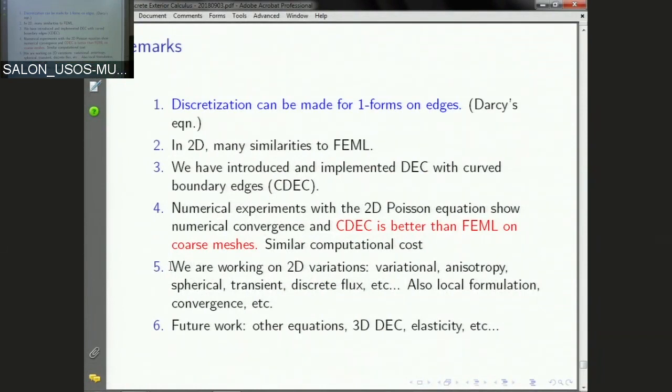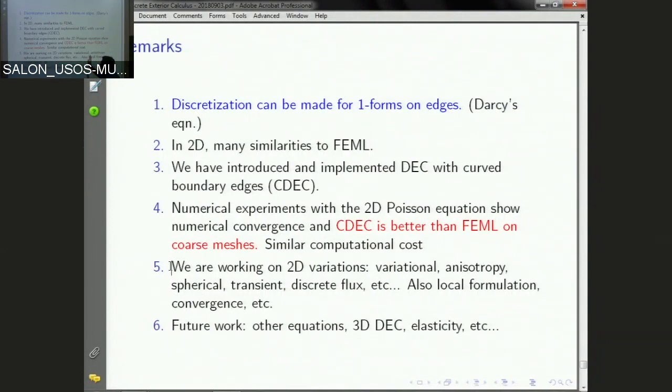One equation in which that has been done already is for Darcy's flow equation, where what you want to solve for is a vector field. The vector field is dualized to a one form, a differential one form, and a certain equation is set up and solved. Okay?